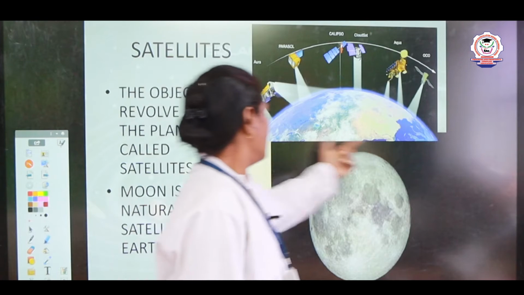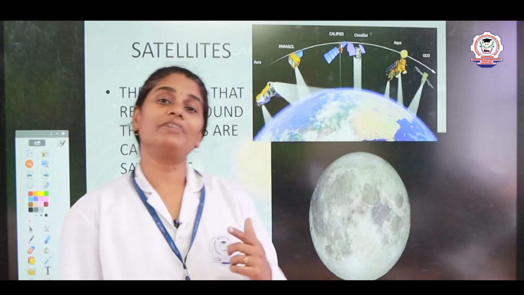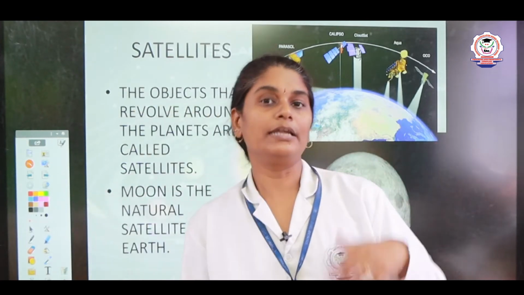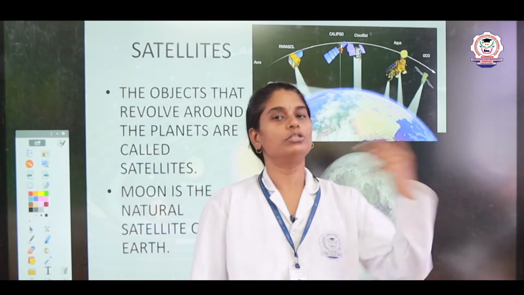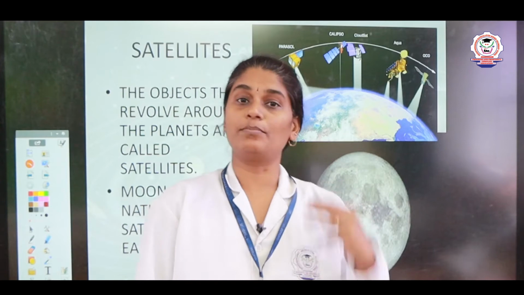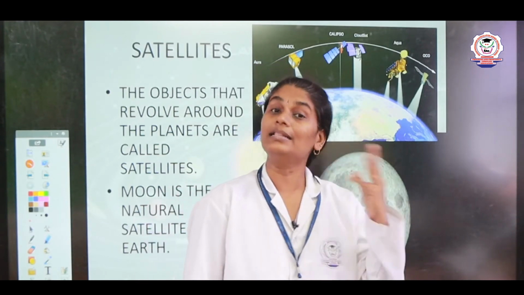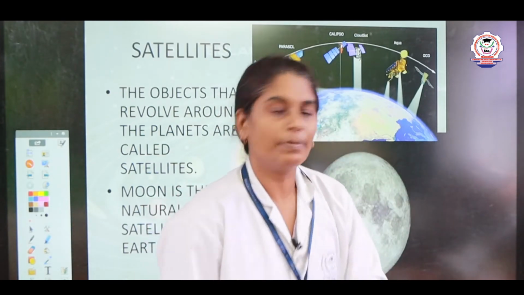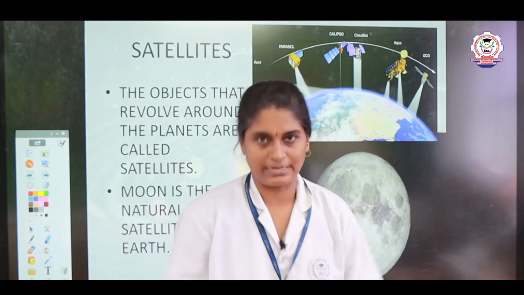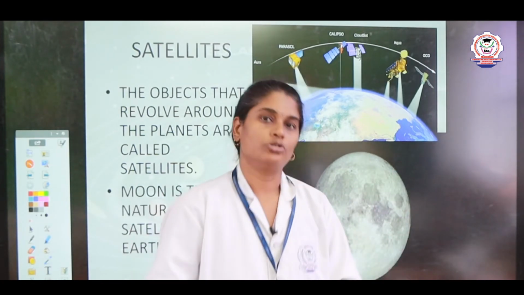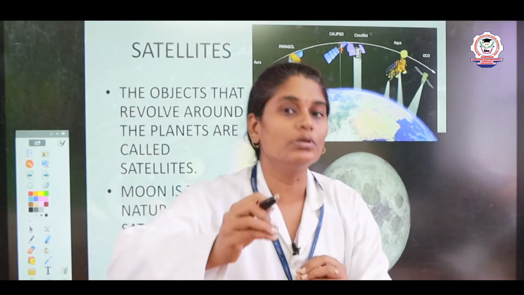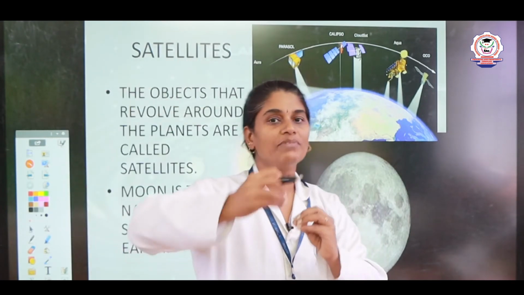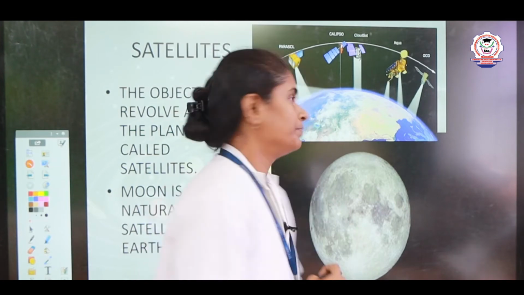The moon does not have its own light, but it glows because it reflects the sunlight that falls on it. So, that is why we are able to see the moon brightly in the night sky, right? But it does not have its own light. So, we can see the moon only when the sunlight falls on the moon. It is the reflection of the sunlight that lets us see the moon, right?